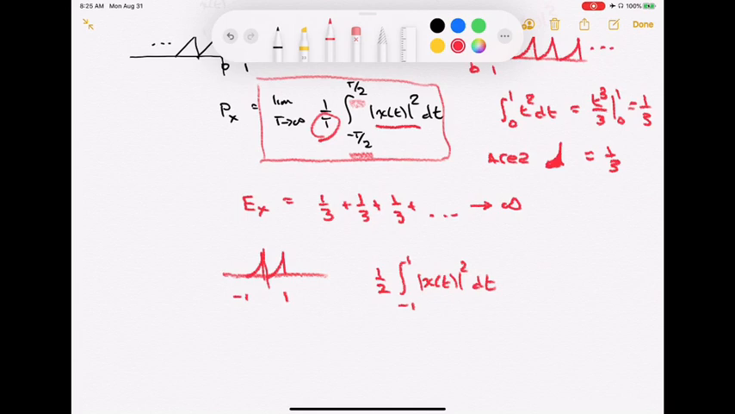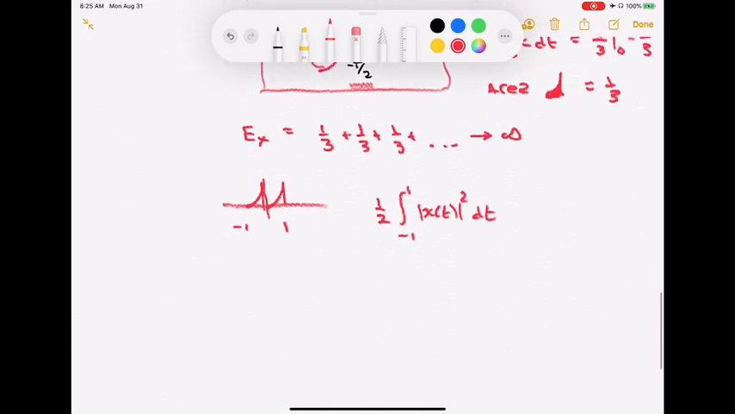So this is not done, it's just getting a start on that. Well, we already know what the integral of x of t squared is over 0 to 1. That was a third. There's 2 of those guys, so that's going to be 2/3. So in this case I'm going to get a 1/2 times 2 of those 1/3 pieces. And guess what? Those 2's cancel.